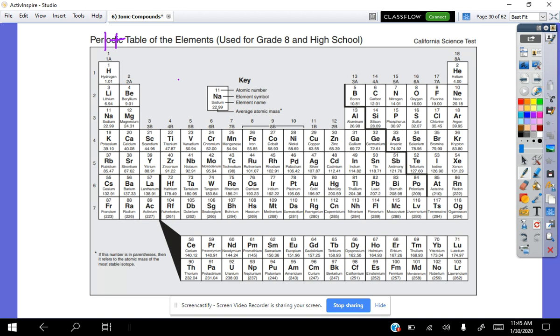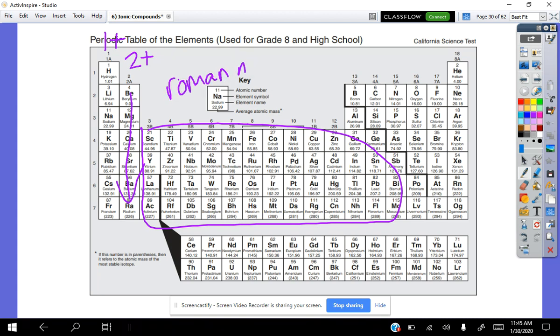In column 2A, I can lose 2 valence electrons. I end up with a +2. So everything in that column is a +2. These transition metals, like we said, are going to be given to us by the Roman numeral in the name. So we use Roman numeral for charge for those.